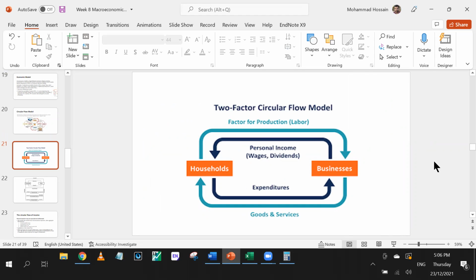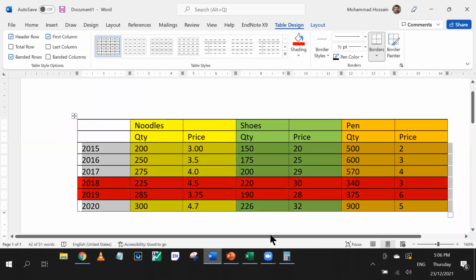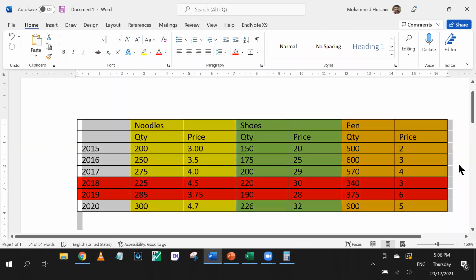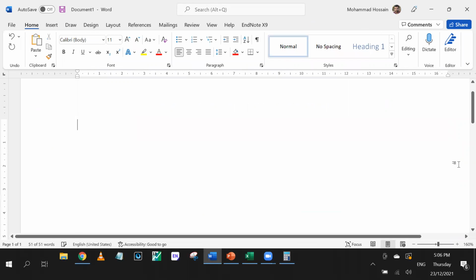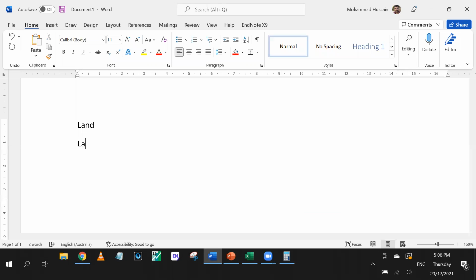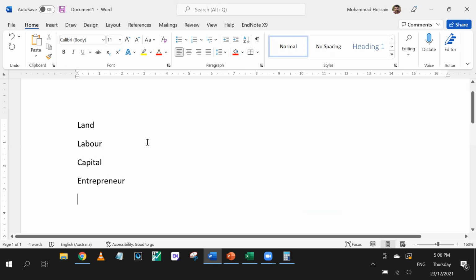And we have classified all the resources into 4 things. What are the 4 things? This one: land, labor, capital, and entrepreneur. All resources will fall into these 4 categories.